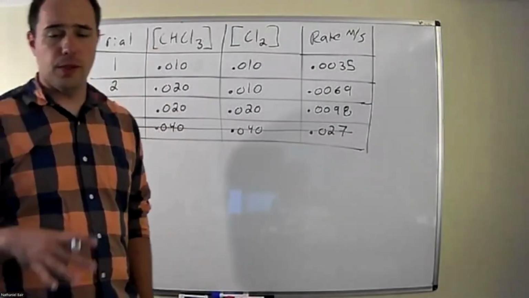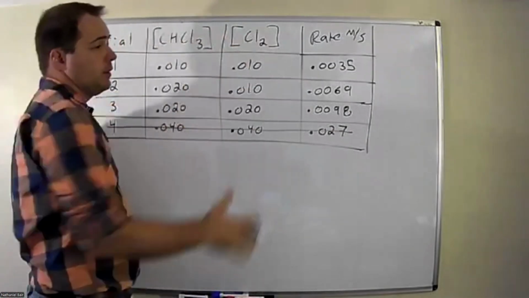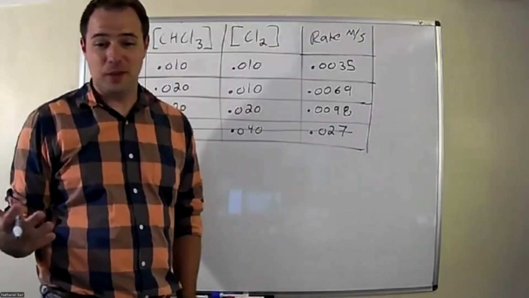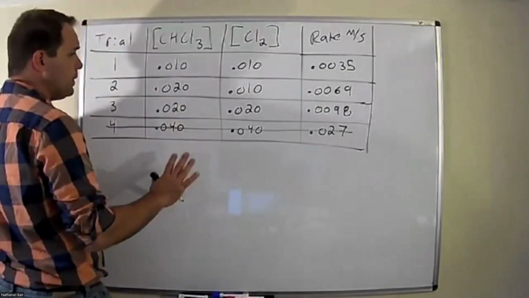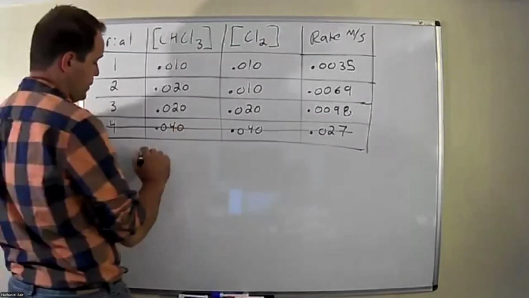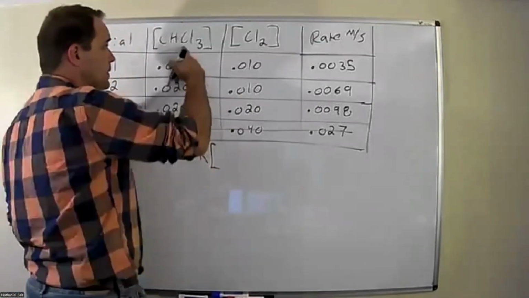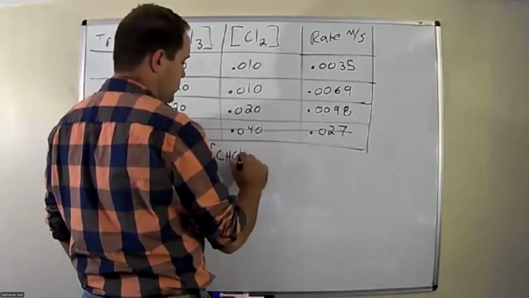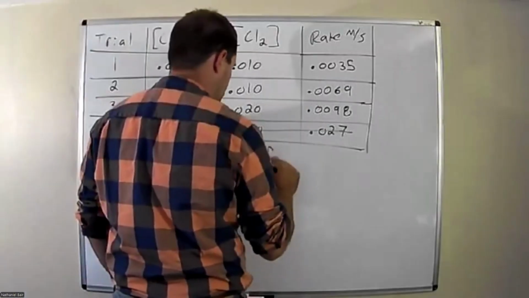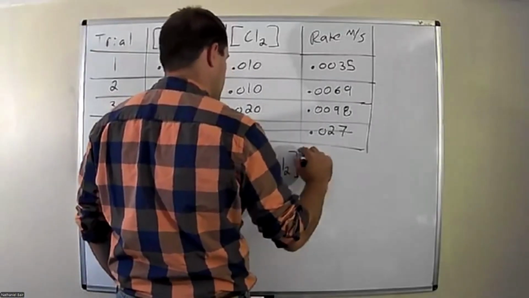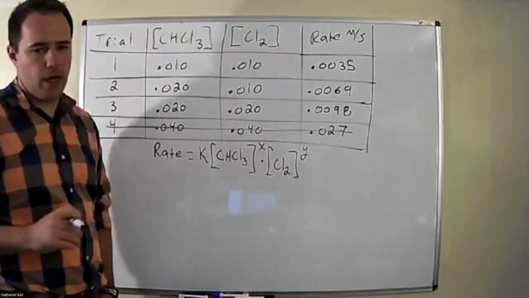The first thing we should do, though, is write a rate law for this reaction. So this is a reaction between chloroform and Cl2. You don't know what the products are, and it doesn't matter, because in these reactions, the products don't matter, right? So the first thing we need to do is write a generic rate law for this reaction. So that's going to be rate equals some constant K times the concentration of each reactant, CHCl3, raised to the X, times the concentration of the next reactant, Cl2, raised to the Y. So there's our generic rate law for that reaction.